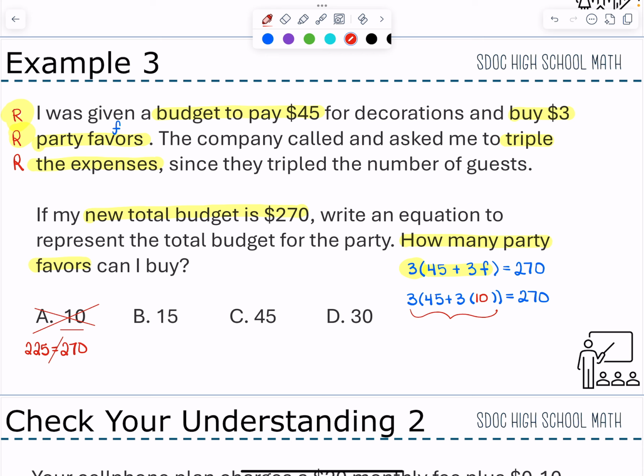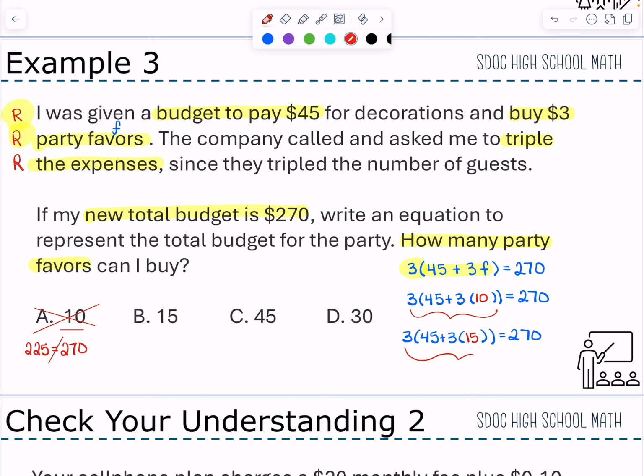Okay? All right, now we have to do it again, but this time we're going to substitute in 15. So you have 2 options. You can rewrite it, or you can erase the 10 and replace the 10 with 15.